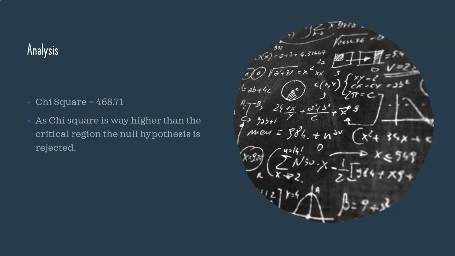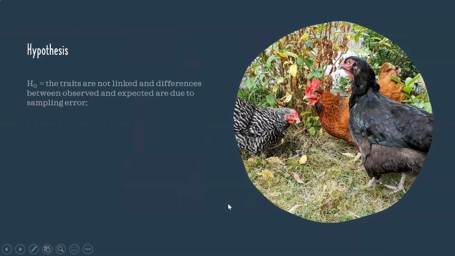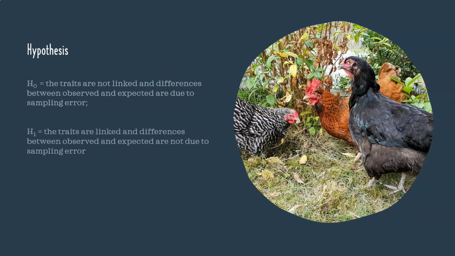So as the chi-squared is way higher than the critical region, the null hypothesis is rejected. The null hypothesis was that the traits are not linked and differences between the observed and expected values are due to a sampling error. So we've said that that's going to be rejected. Our alternative hypothesis then was that the traits are linked and the differences between the observed and expected values are not due to a sampling error. So our chi-squared was 468.71, our critical value was 7.815. Therefore, our chi-squared is more than our critical value, so we reject that null hypothesis.